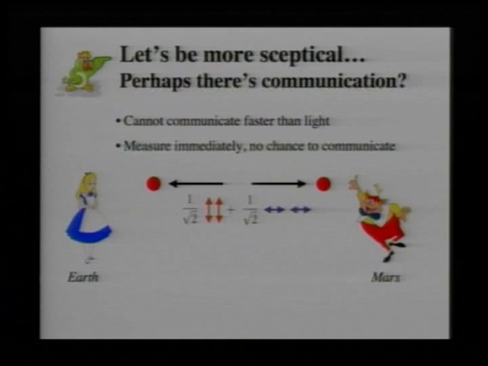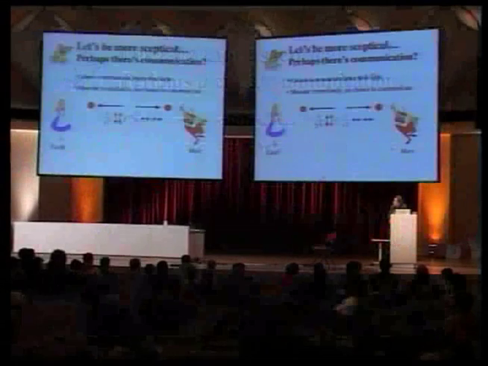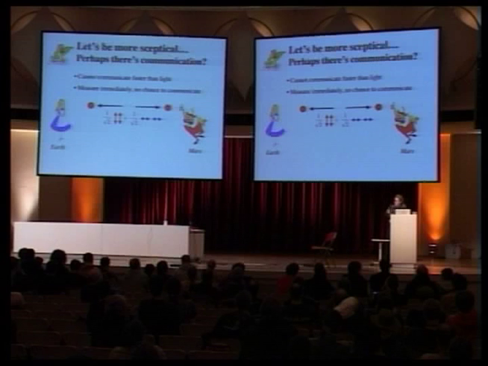So if we accept the fact that there's no faster than light travel or also no faster than light communication, then clearly there must be something else going on here than just this particle somehow sending some information secretly outside of our view.